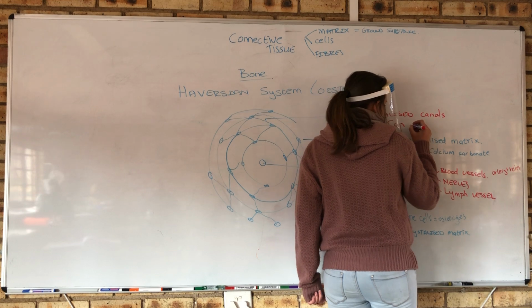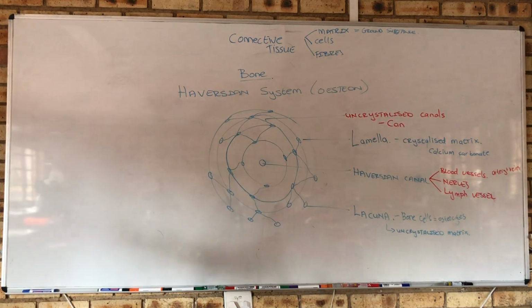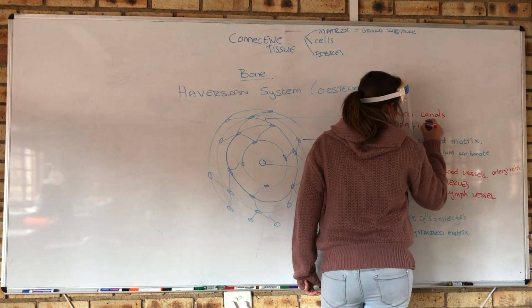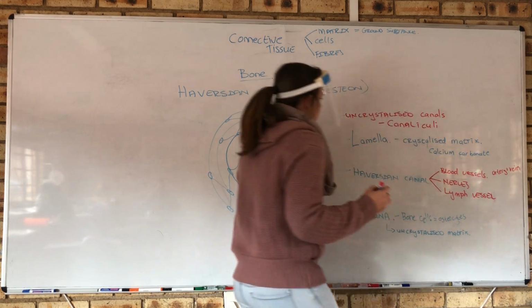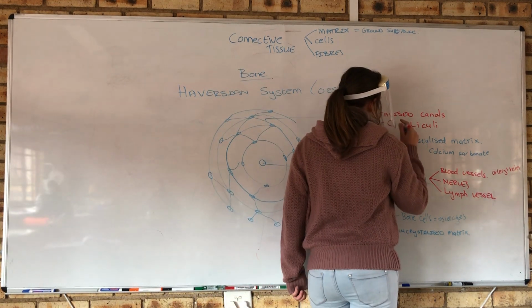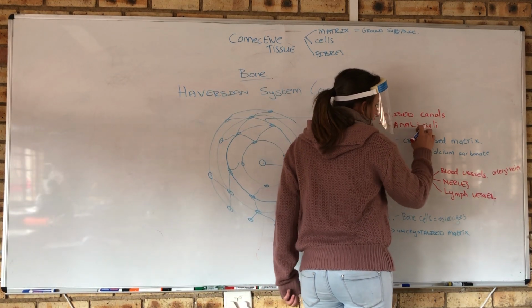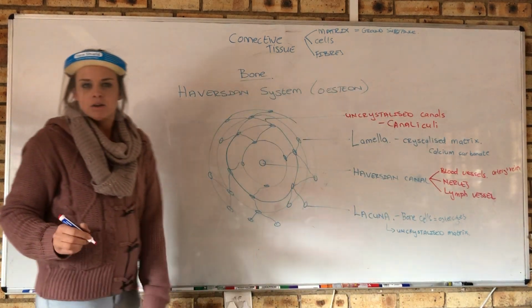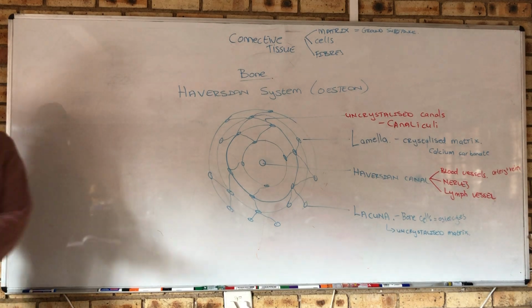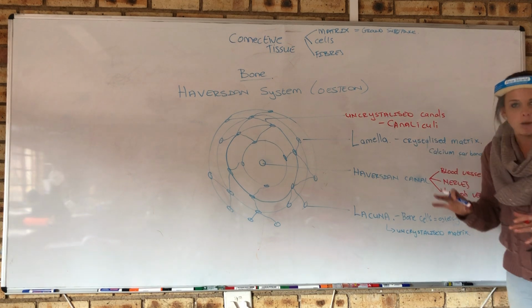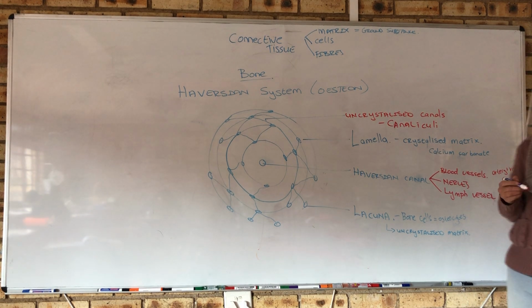C-A-N, can, and aliculi. I always forget canaliculi. A-L-I-C-U-L-I. Canaliculi. Canaliculi. Okay? So there's quite a lot of new words, big words here. So I wanted to do a video because it's quite complex. Are we all happy so far?